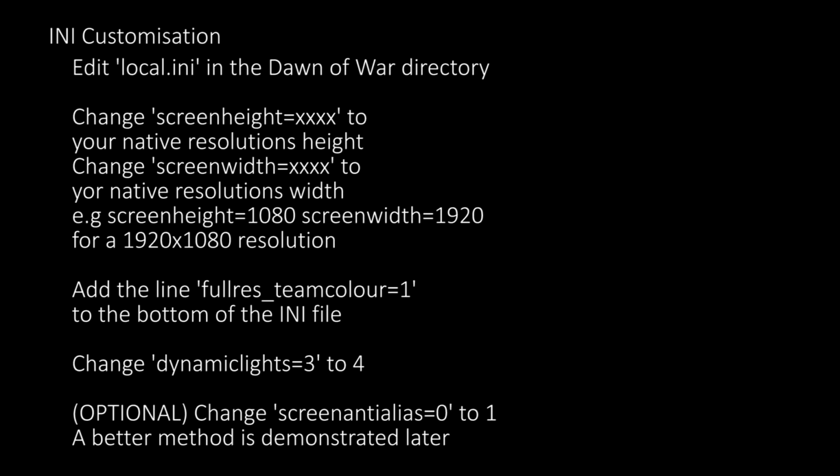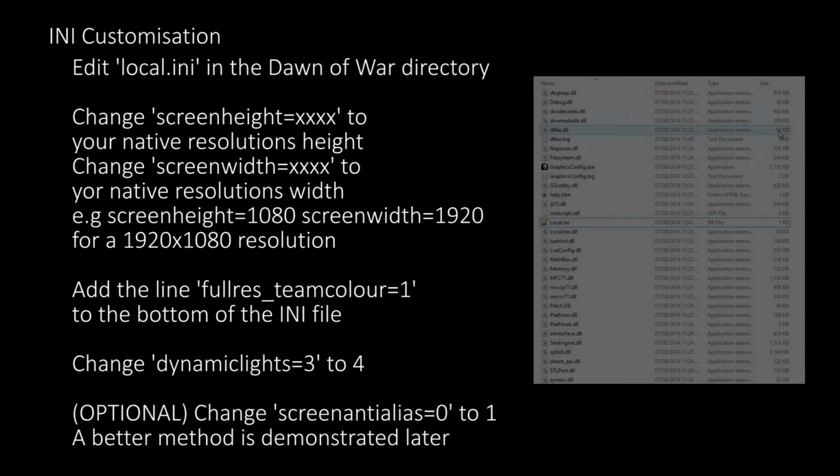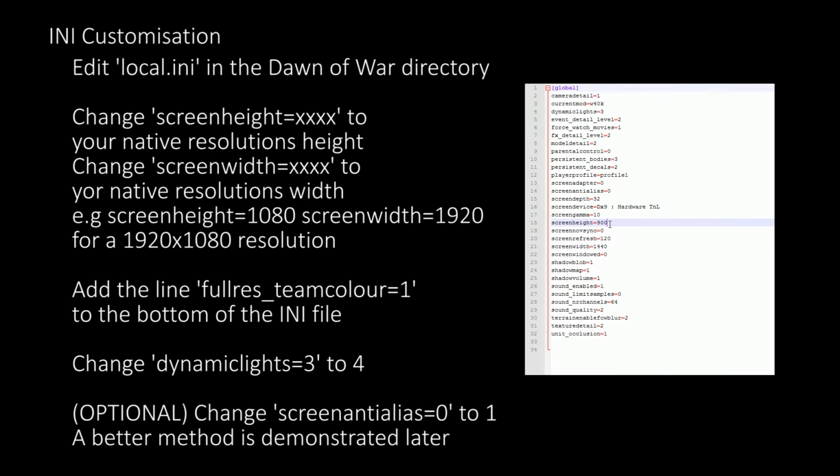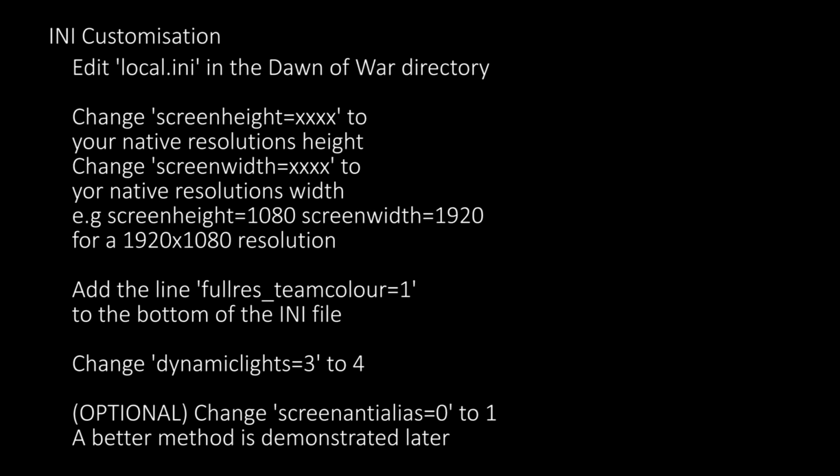This next section will cover more advanced changes. Firstly, you want to open your Dawn of War directory. Then open the local.ini file with the text editor. To change the resolution of the game to your correct resolution, change the screen height value to the second number of your resolution, in this case 1080, followed by changing the screen width value to the first value of your resolution, in this case 1920.